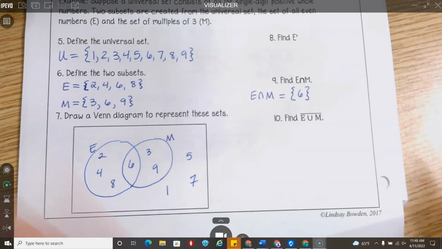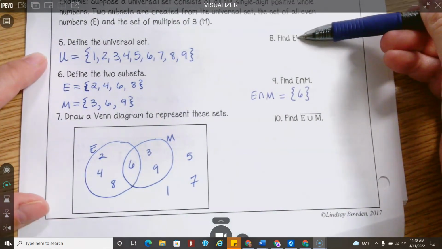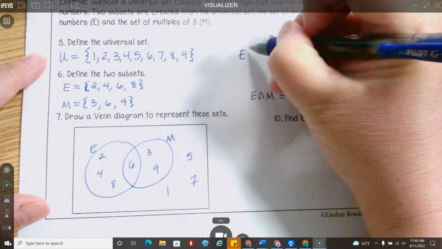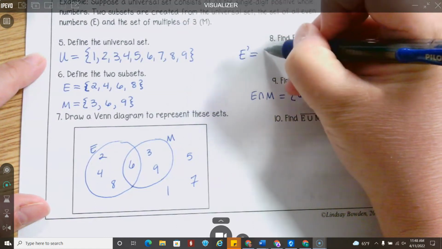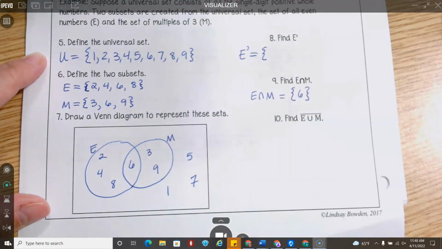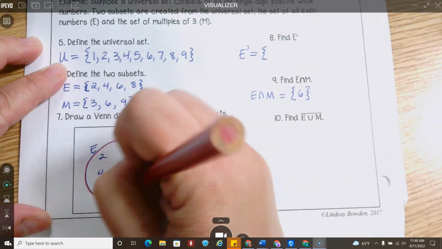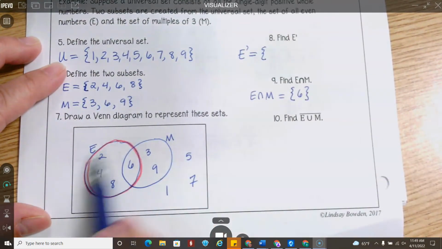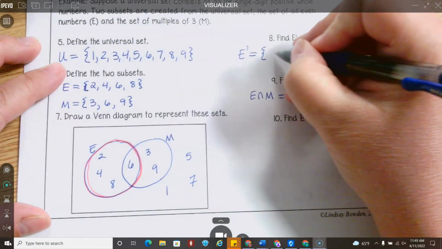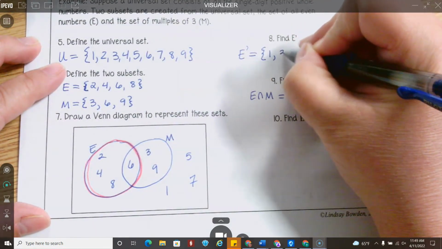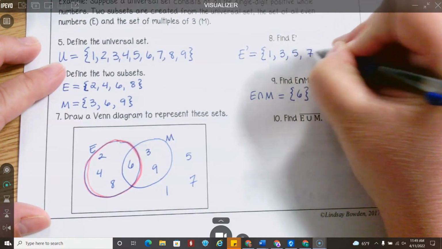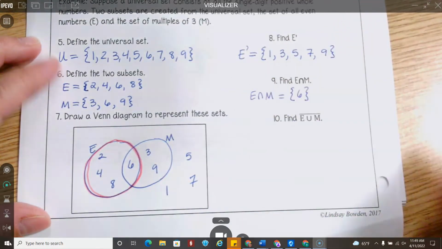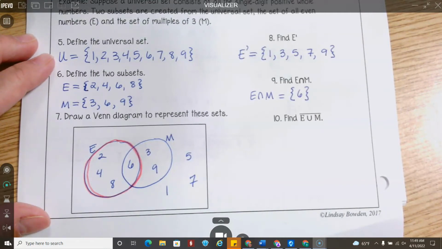Okay. So if we're asked to find not E, that's how we read that, not E, or the complement of E, we're being asked to list everything that's not inside that circle of E. So don't forget the circle goes over here, so it does include 6. Everything that's not inside that red ring goes into my set here. So 1, 3, 5, 7, 9. And that shouldn't be too surprising because those are the odd numbers. And everything that's not even would be odd.